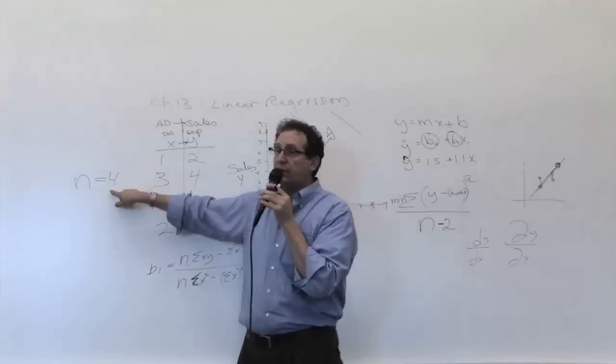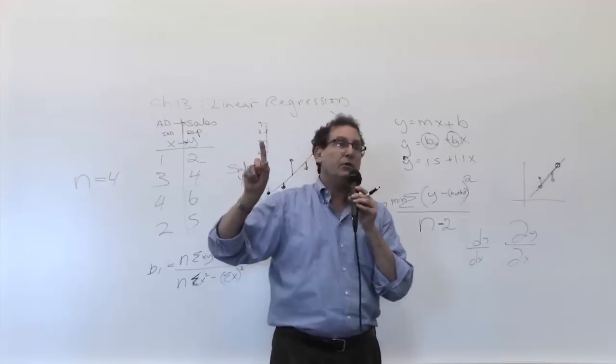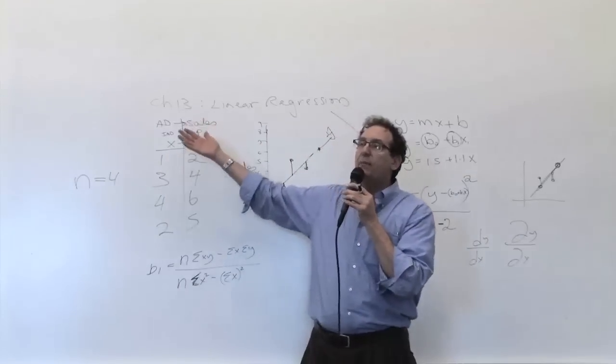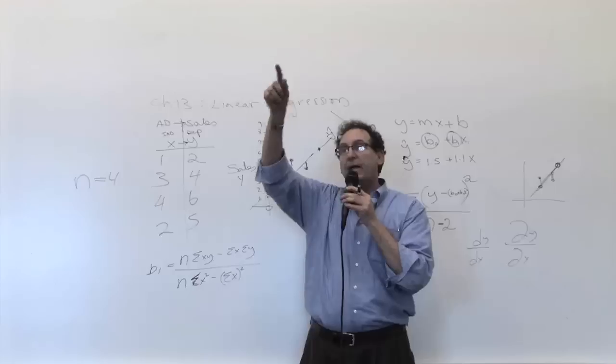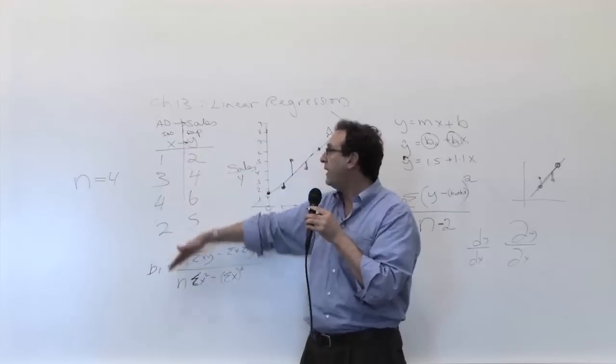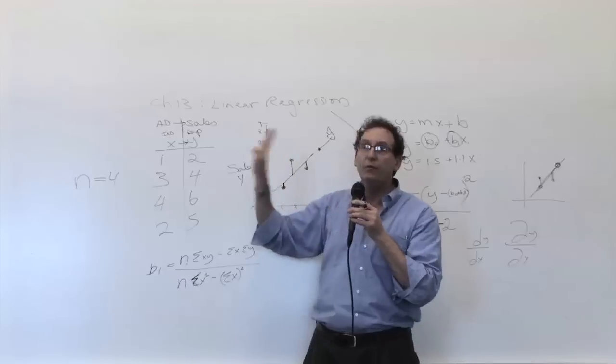N is a number of dots. The biggest mistake that people make in this chapter is to think that N is how much? What kind of mistake can you easily make? Eight. But please write down, N is the number of pairs of numbers, the number of lines of data, the number of dots on the page. It's not eight, it's four.